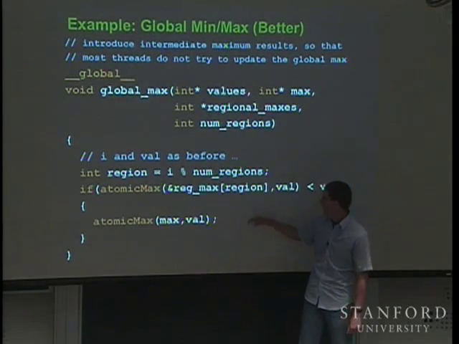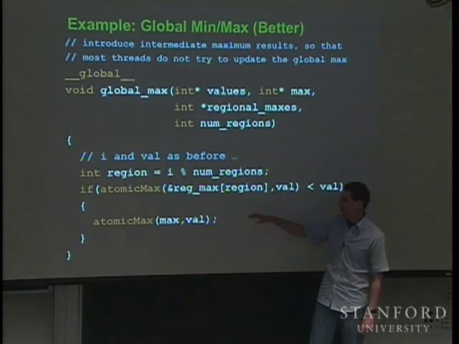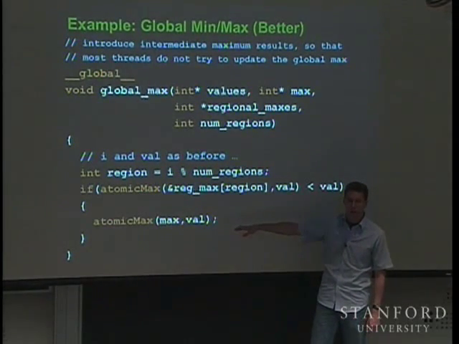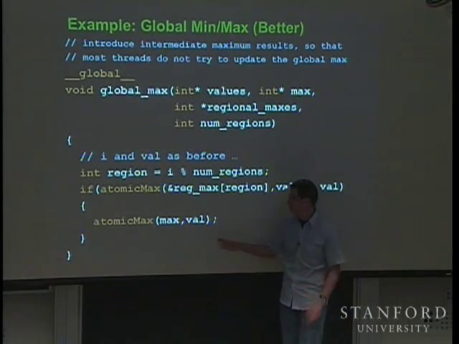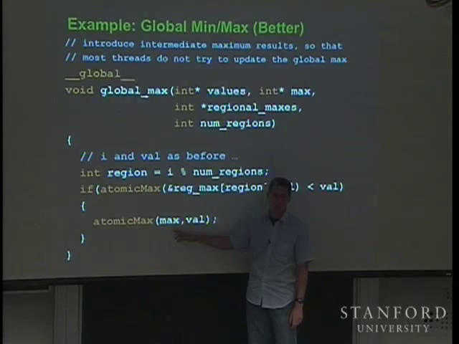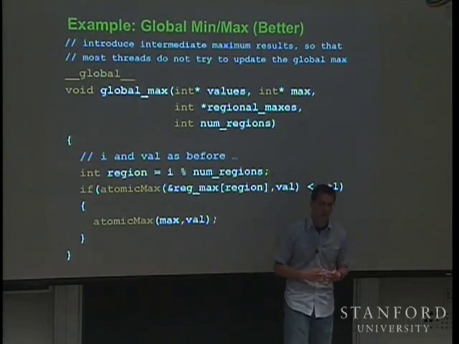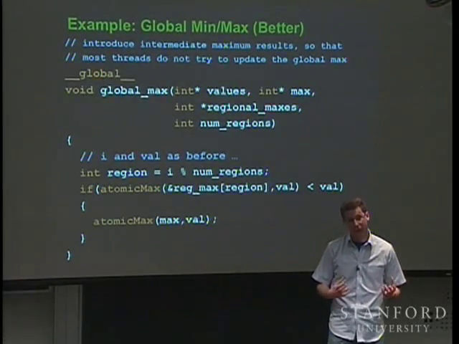This basically means that the great majority of updates to the global max will get filtered, and so you won't have the whole machine queued up, trying to update this one value, but just a very small subset of them. And thus, the whole thing will hopefully run faster.